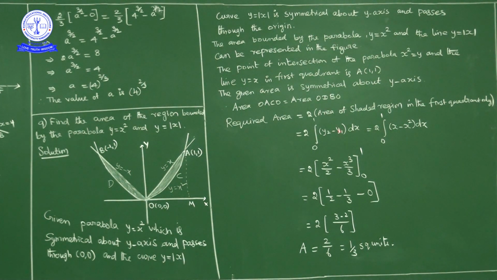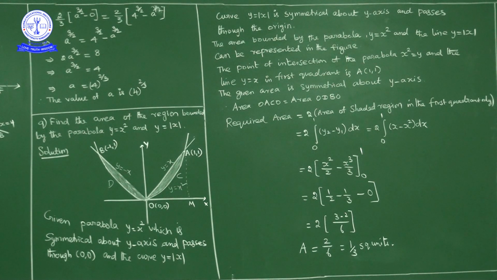Y2 minus y1 dx. y2 is the upper curve, that is x, minus y1, the lower curve, that is y is equal to x square. So what will we get? 2 times the integral from 0 to 1 of y2 minus y1 dx is nothing but 2 times the integral from 0 to 1 of x minus x square dx. Now the integration of x is x square by 2, minus the integration of x square, which is x cube by 3, lower limit 0, upper limit 1.